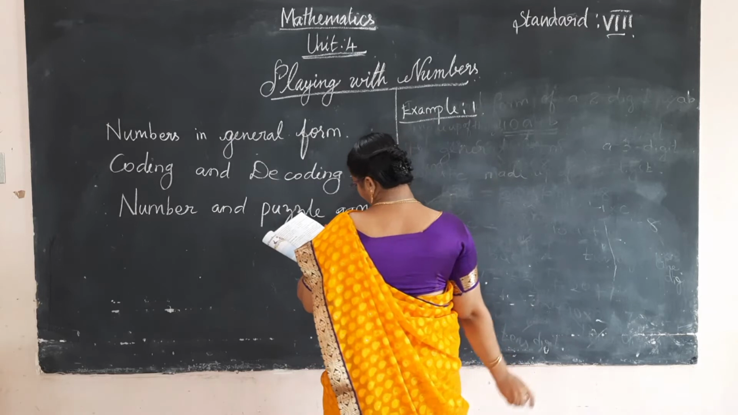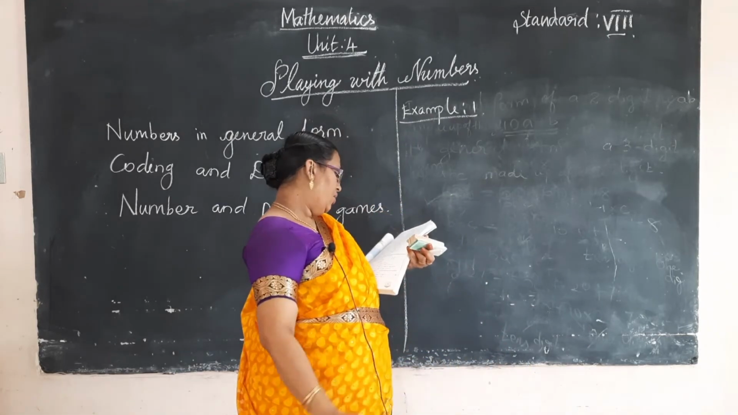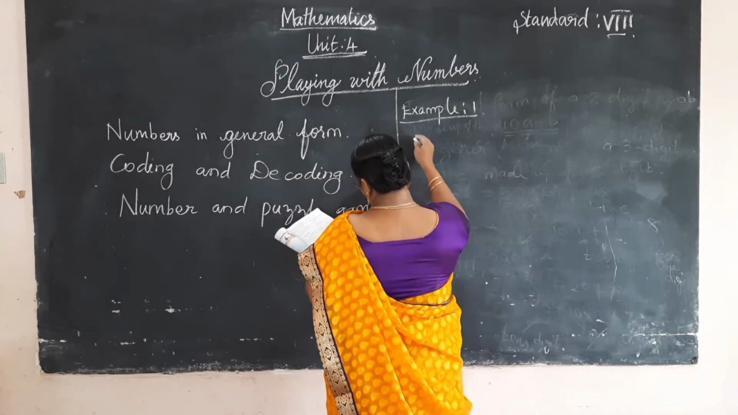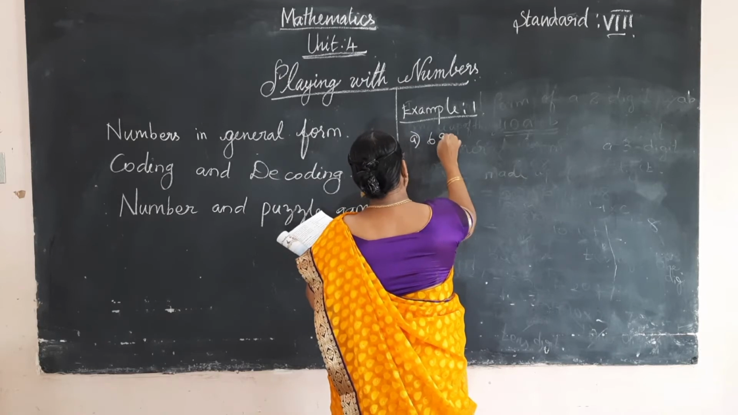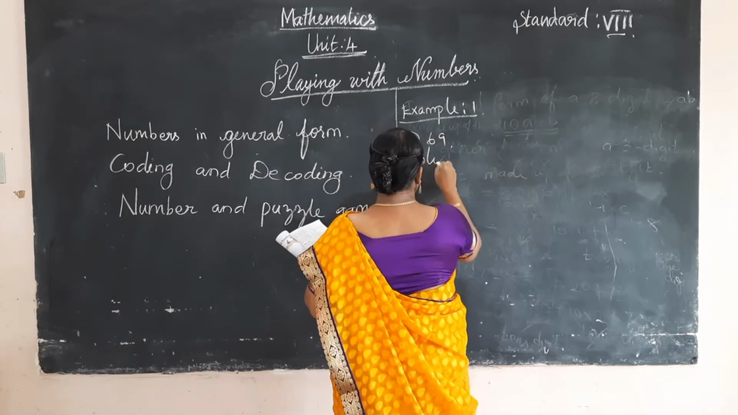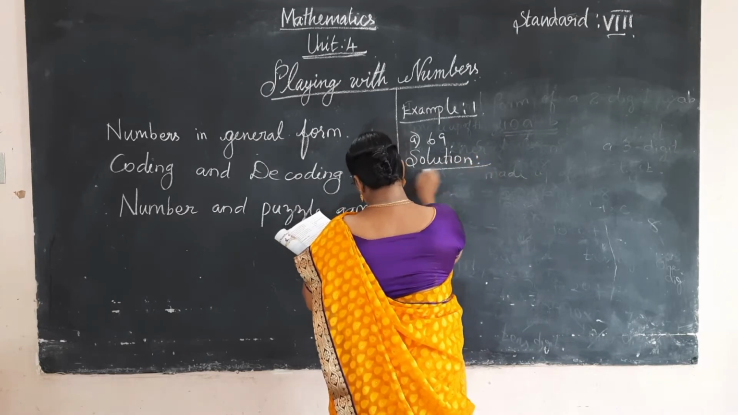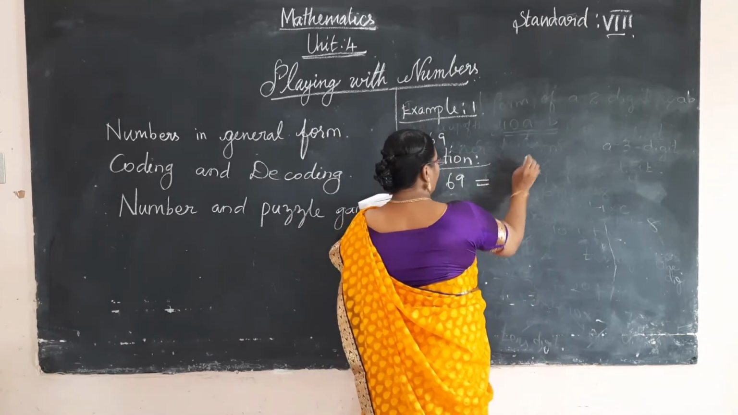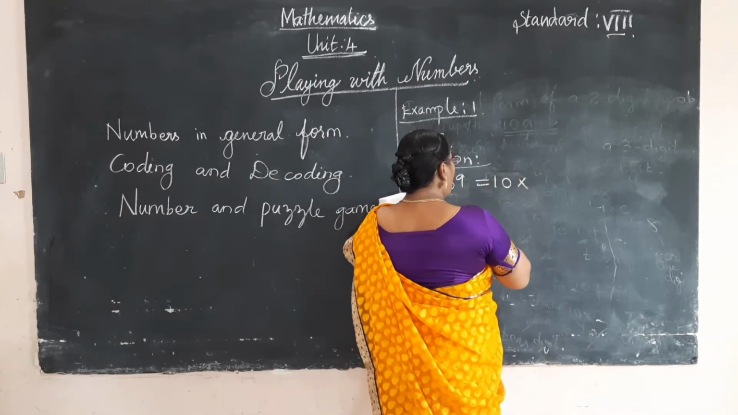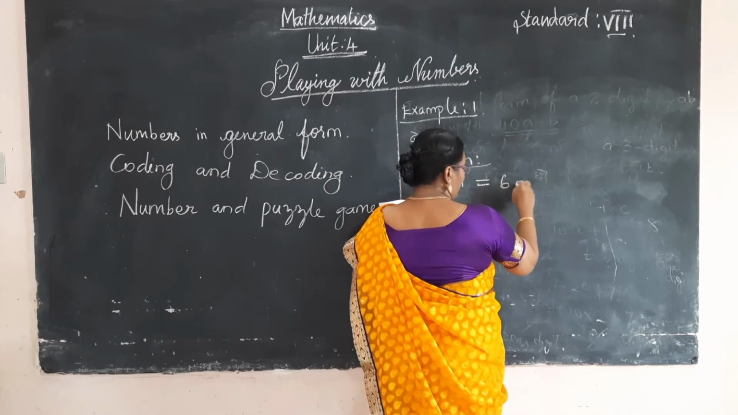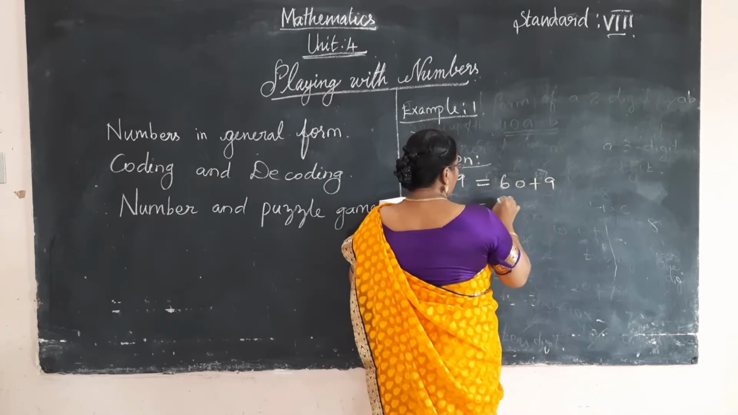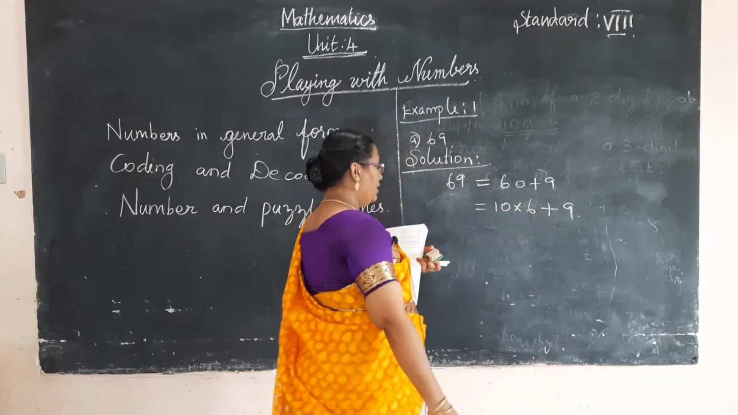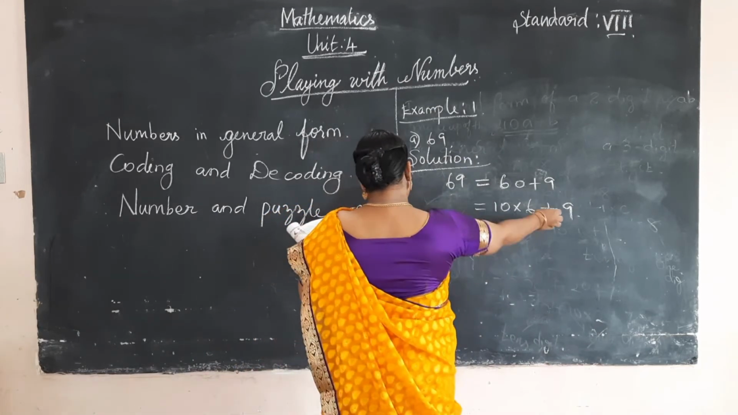Example 1. Write the following numbers in the general form. General form means I have to write the expanded form. A is equal to 69 is given. Solution: how can you write 69? It can be written as 10 times 6, step by step, plus 9. You can write 10 into 6 plus 9, and that is the answer.